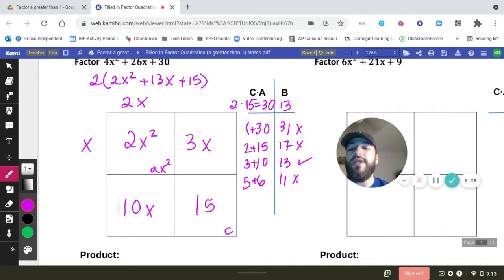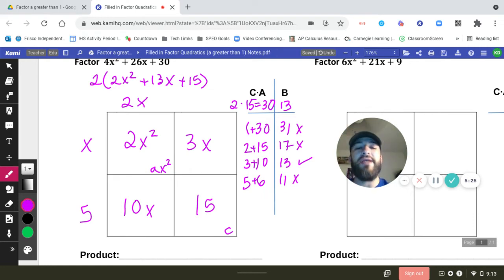Okay, then we can do our next row down, so 10x and 15. So 10x and 15, I don't have x's in both, so I'm not taking an x out of this one. 10 and 15, though, I do have are both divisible by 5. Nothing larger than 5, but both divisible by 5, so I can put a 5 on the outside.